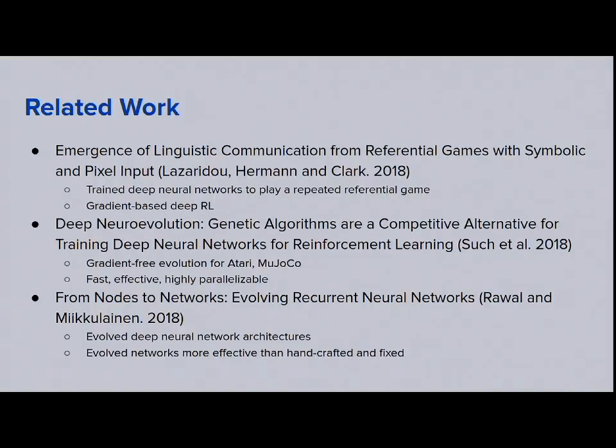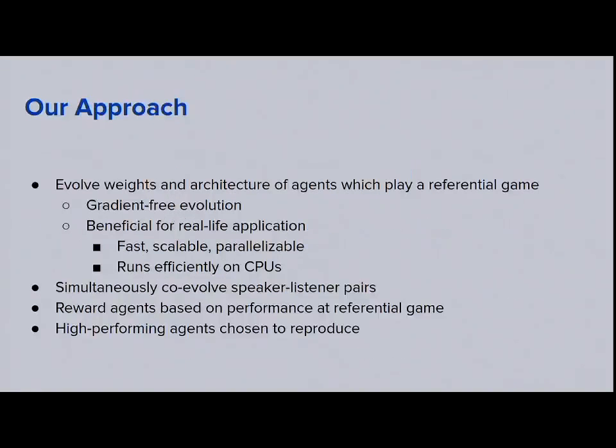In the case of Such, they used a genetic algorithm to train deep neural networks to play Atari and to learn the MuJoCo humanoid locomotion task. And Rawal and Miikkulainen showed that it can be beneficial not just to use a fixed, handcrafted deep neural network architecture, but to actually evolve these architectures from scratch. So, like I said, we're going to be evolving the weights and architectures of agents which will learn to play a repeated referential game, using gradient-free evolution to do this.